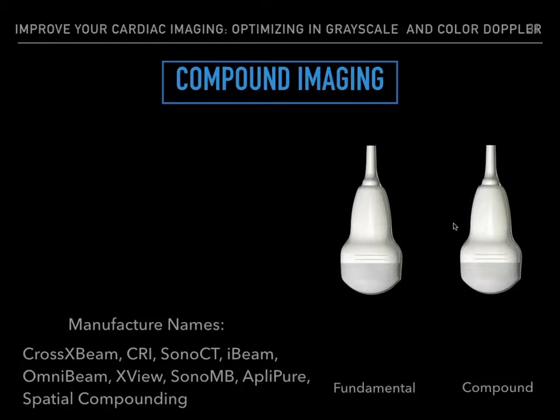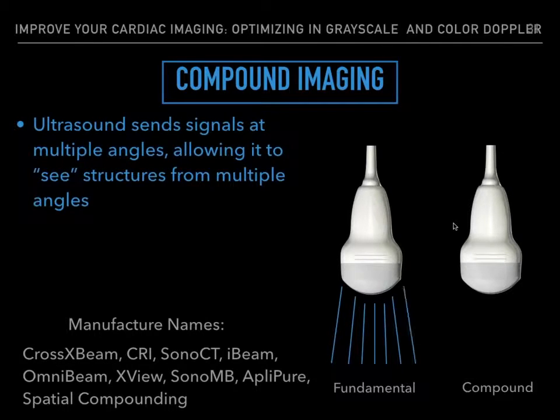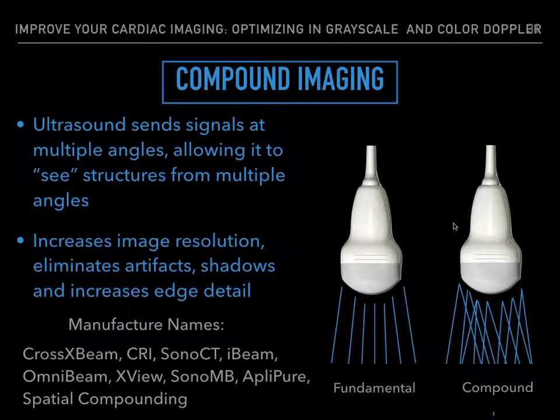Compound imaging. So compound imaging is where ultrasound sends signals at multiple angles, allowing you to see structures from different views, compared to traditional transducers, as we see below, that send ultrasound signals in a single line that is perpendicular to the transducer's footprint. So because of this, it actually increases image resolution, eliminates artifacts, shadows, and also increases edge detail. I have also included the manufacturer names below for those who have different units and you're able to look for the specific application.